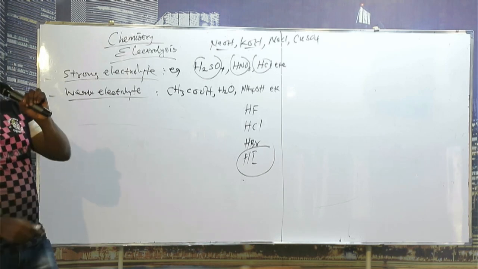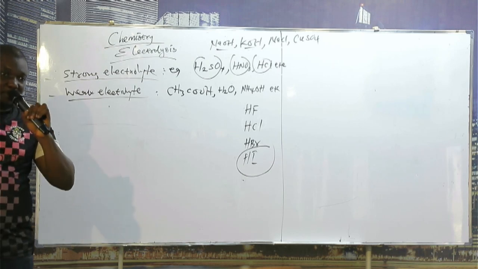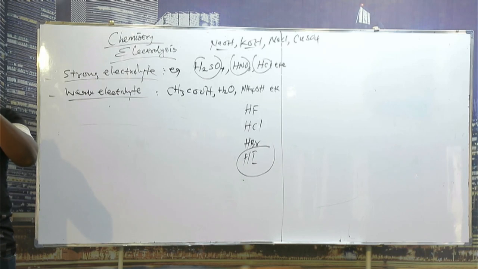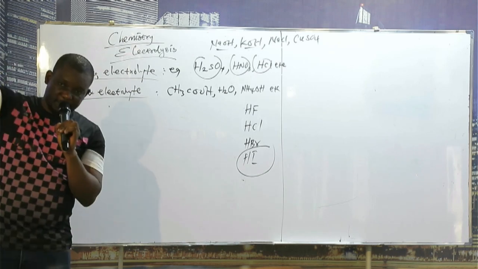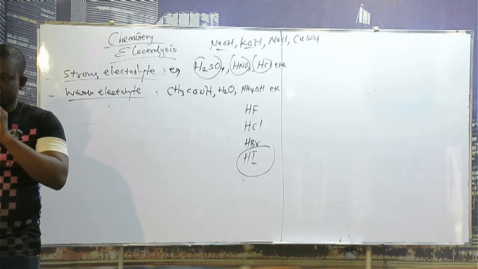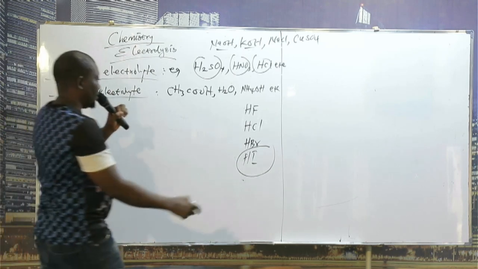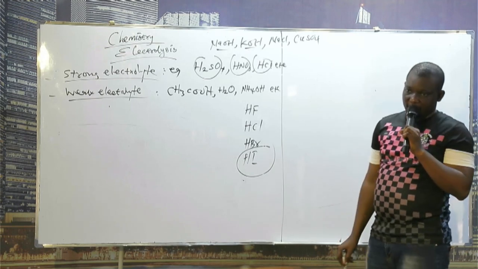The size of atom decreases. Atom size tends to become smaller when you move across the period. But if you move down the group, size of atom does what? It gets bigger. Which of these four halogen atoms is the smallest?